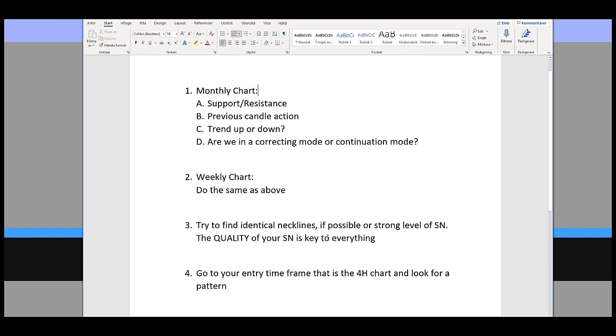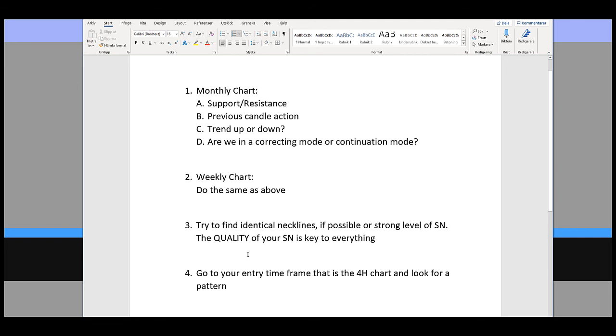Also, if possible, try to find a very strong, very clear level, like if you show 100 traders, 100 out of 100 will see that is a very strong level of support and resistance. The quality of your support and resistance will dictate everything moving forward. It's key to everything. Once you do that, now it's the easy job, which is go to your entry time frame and wait for a pattern.